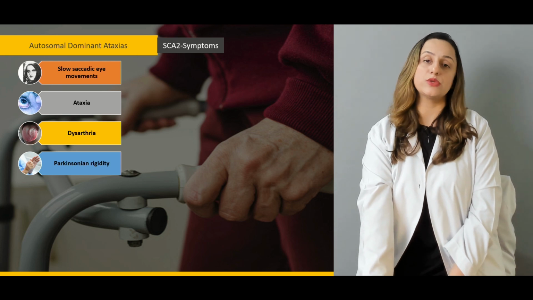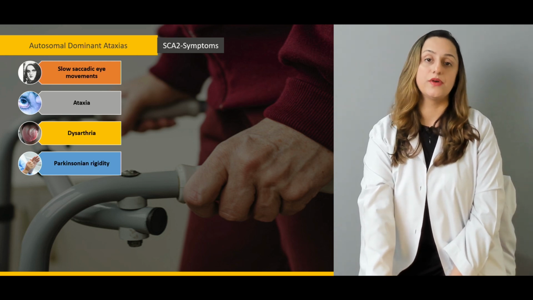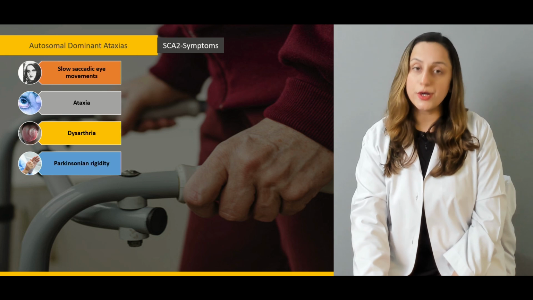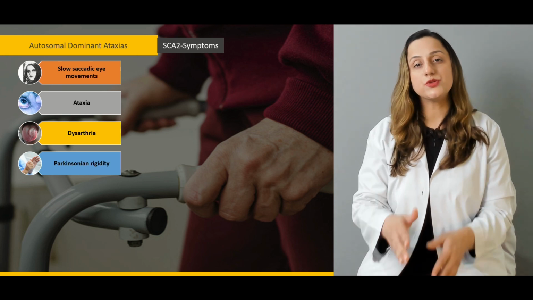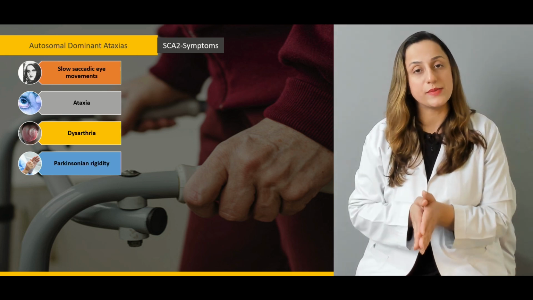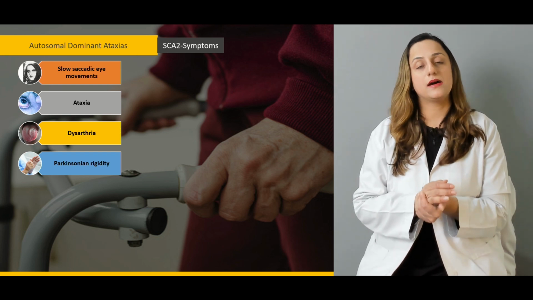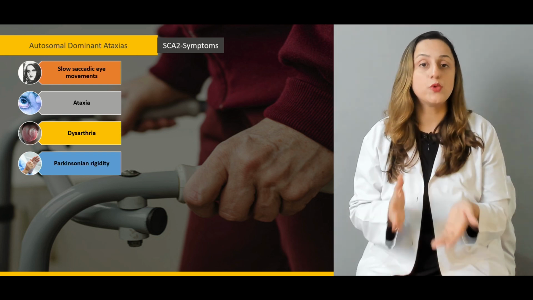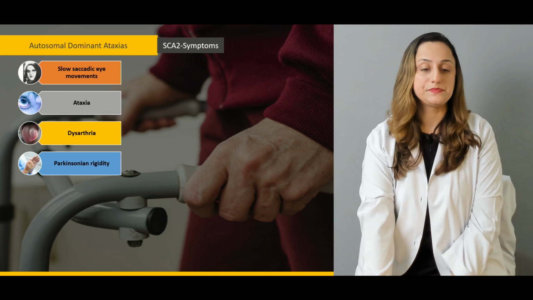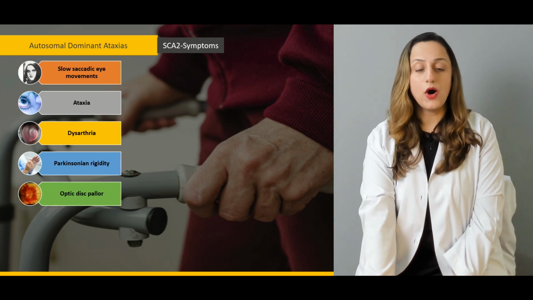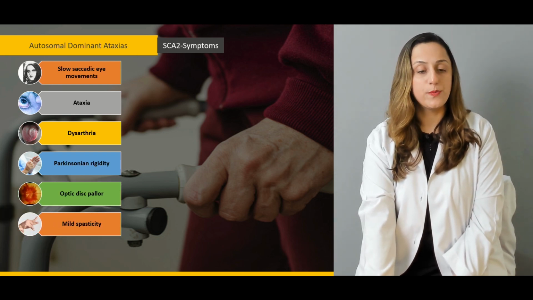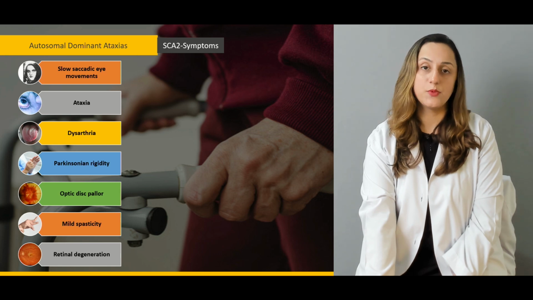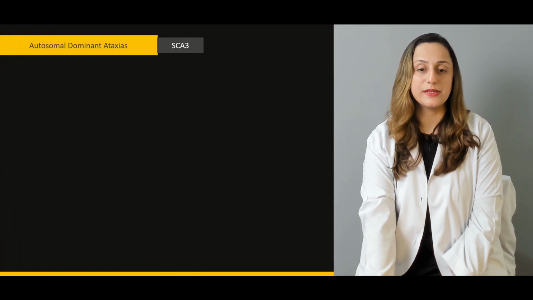Parkinson's disease is associated with a cogwheel type of rigidity. When you perform movements, there is going to be an interruption between the movements, and that is basically regarded as the cogwheel rigidity in these patients. The optic disc is going to show pallor, then there is going to be mild spasticity, and sometimes it is coupled with retinal degenerations as well.